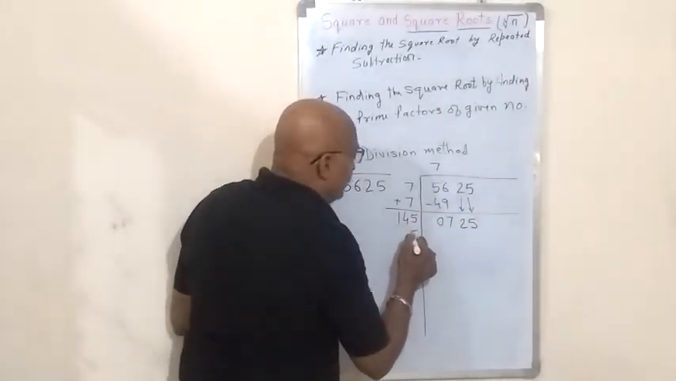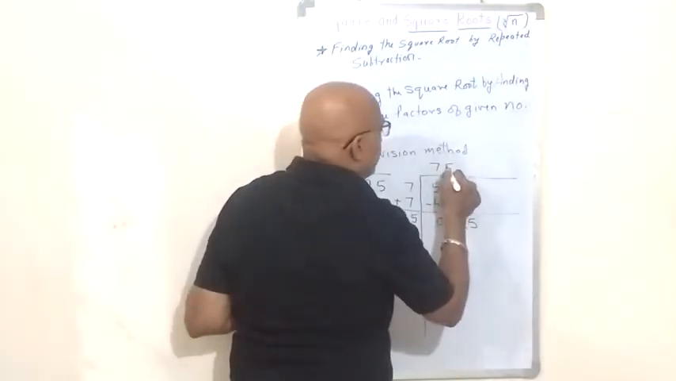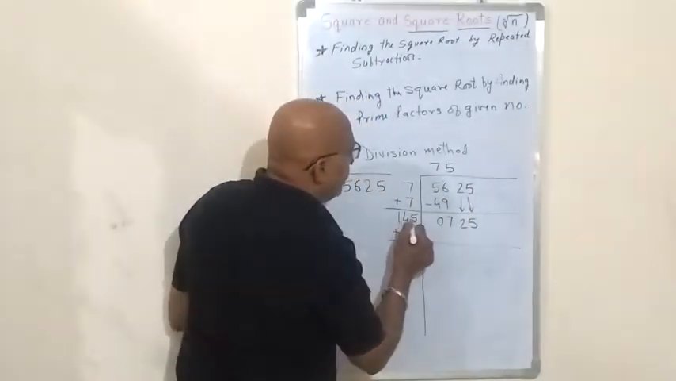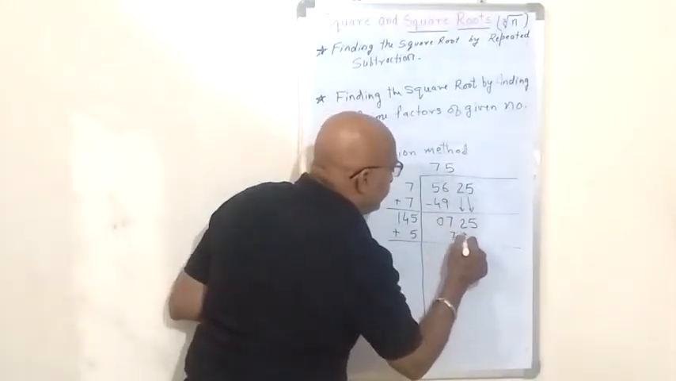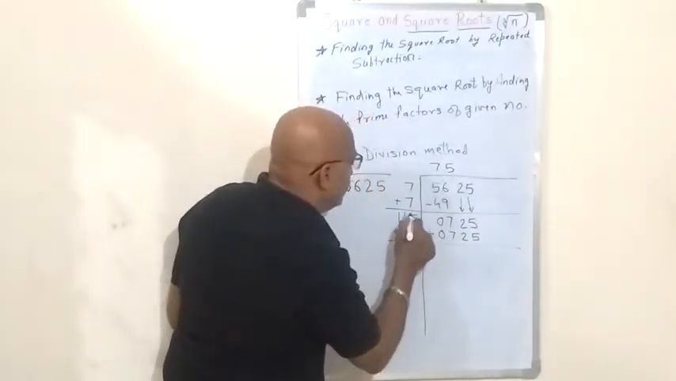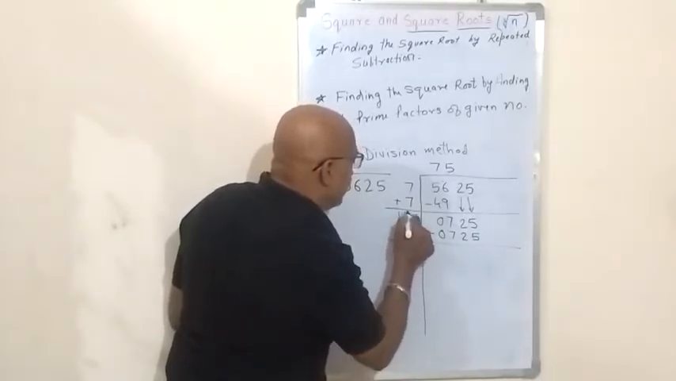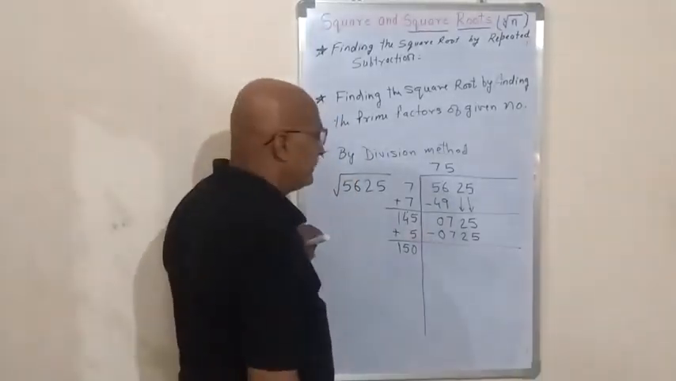We'll add here 5 in this, and here we'll again put 5. So 145 5s will get 725. Here subtraction. We can write 0 here. So add this. 5 plus 5 is 10. Carry over 1. 4 plus 1 is 5. And 1 is as it is.